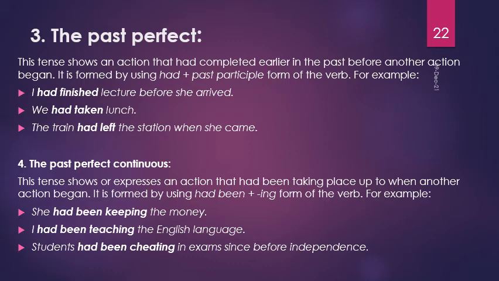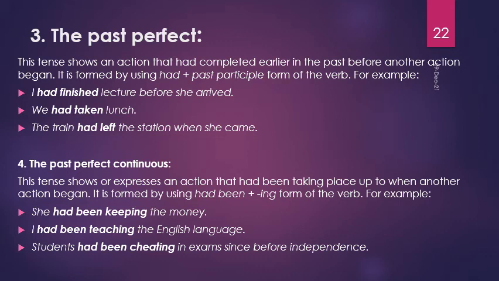The past perfect continuous. This tense expresses an action that had been taking place up to when another action began. It is formed by using had been plus ing form of the verb. Example, she had been keeping the money. Students had been cheating in exams since before independence.